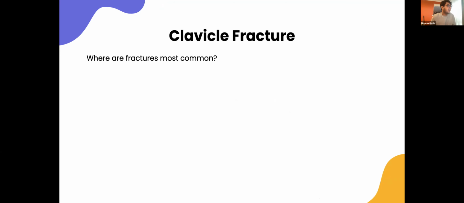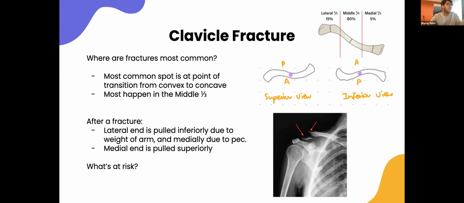So fractures, clavicle fractures. Do you guys know what are the most common clavicle fractures? Where they actually are? Middle third. Perfect. Middle third. Anyone remember what point specifically as well? Point of inflection. Yeah, that's a good one. It's a transition between convex and concave. That's going to be our most common fracture spot, in the middle third, and so 80% of them are going to happen here.